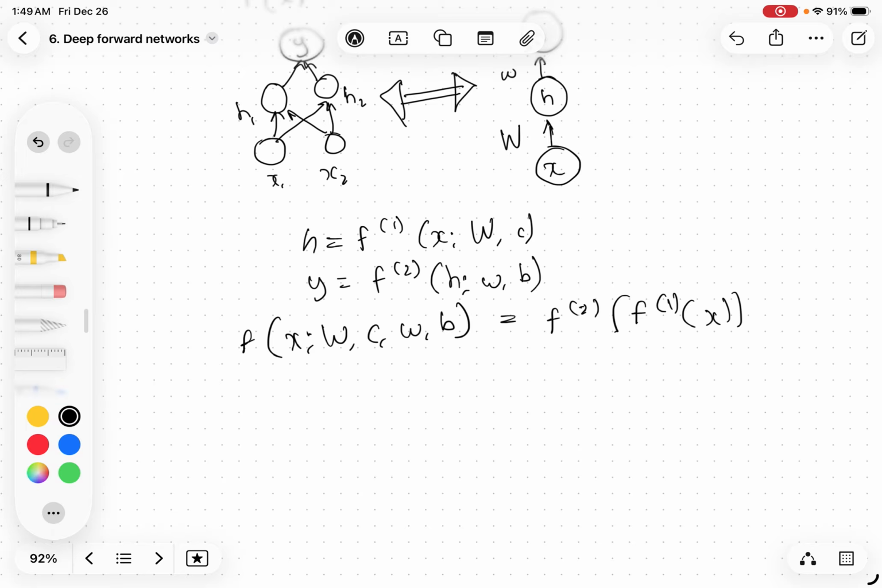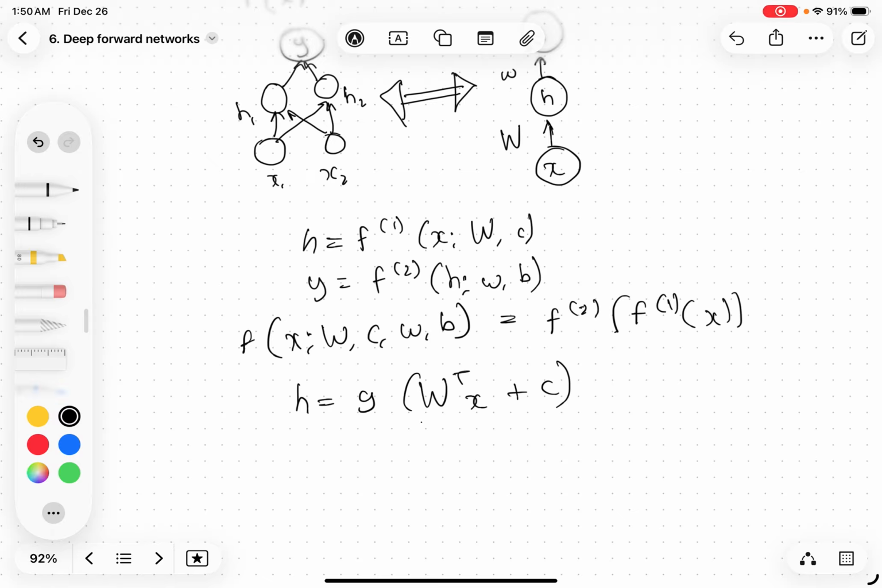Most neural networks do so by using an affine transformation controlled by learned parameters, followed by a fixed nonlinear function called an activation function. We use that strategy here by defining h equals g(W transpose x + c). This is the mapping from the input layer to the hidden layer we saw. This is the input, and this is the bias.